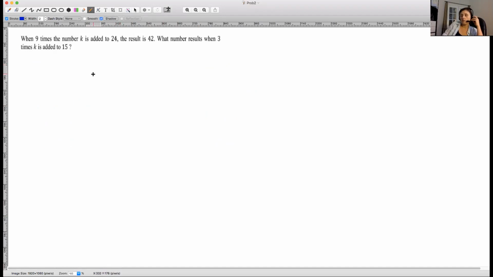So this is the second problem. Again, when 9 times the number k is added to 24, the result is 42. So the result, that means it is equality. It's an equation or equality, not an inequality, right? So we're just going to write it specifically what it says.